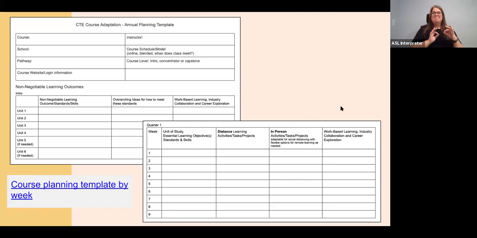Okay, so here's just what the templates look like. This is the course adaptation by unit template, and the other one is the weekly template. So we just wanted you to get a kind of glimpse of what those look like. Again, the links are in your document.